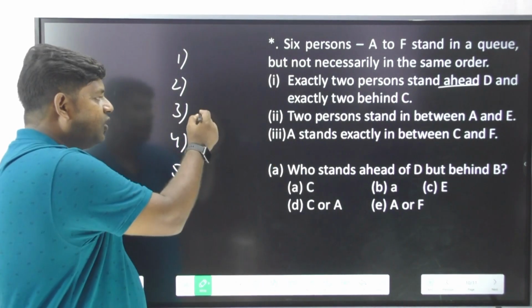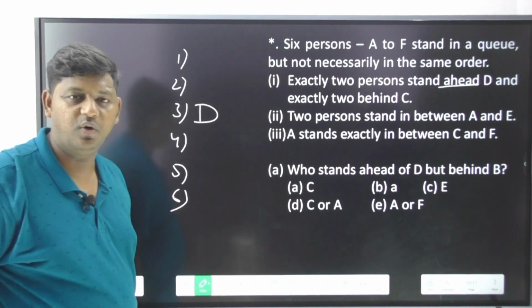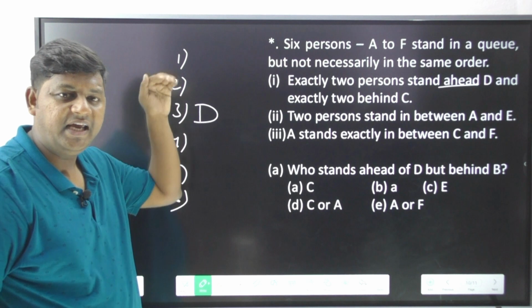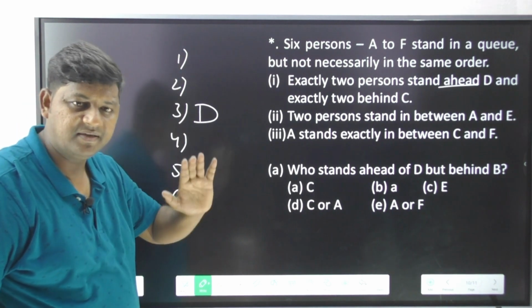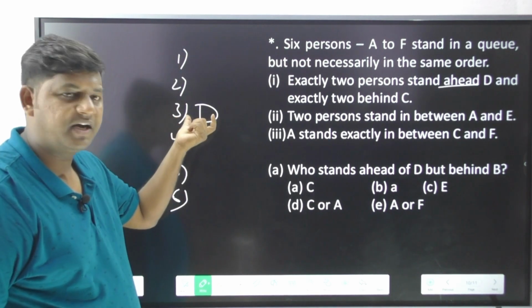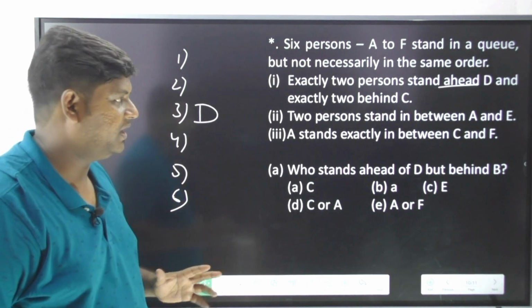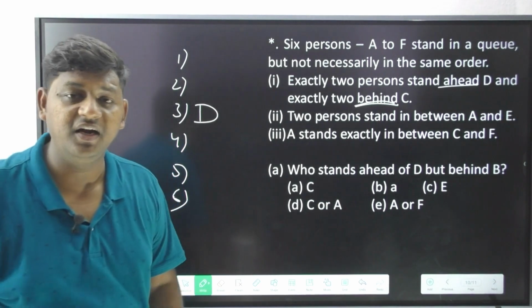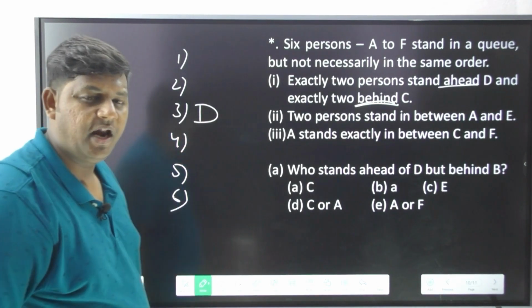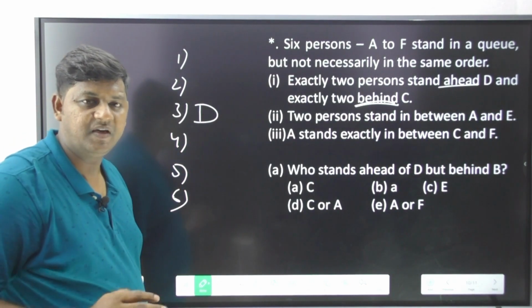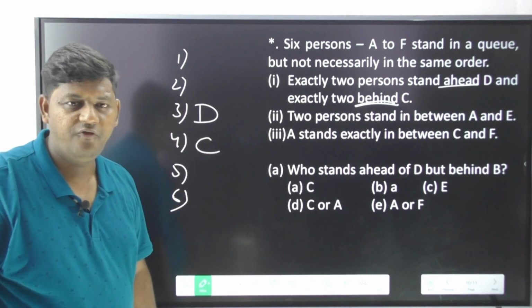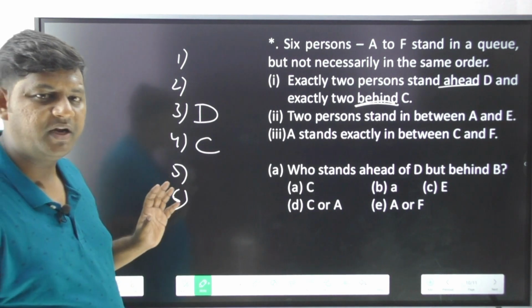So I need to allow that person at position number 3 only, so that exactly 2 persons are in front of D, not less than, not more than. Exactly 2 persons are in front of D, and exactly 2 behind C. Now exactly 2 behind C, not less than, not more than, I have to allow C at position number 4, correct? So the condition is very clear.